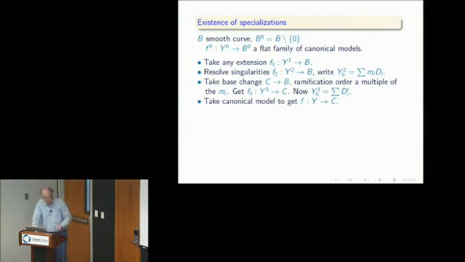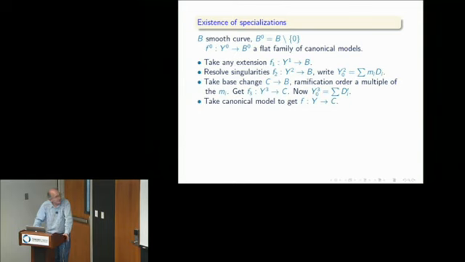The only thing you have to make sure in characteristic 0 is that the ramification order at that point 0 is a multiple of all these m_i's, okay? So you just take this, and then you do base change, and you take its normalization. Then you have this Y3 to C, and now the central fiber is reduced. So everything there appears with multiplicity 1. And then you just take the canonical model of Y3, and that's what you want.